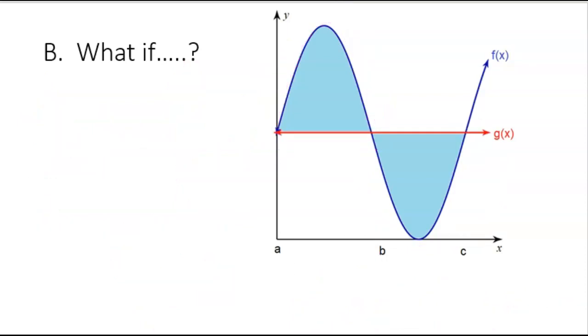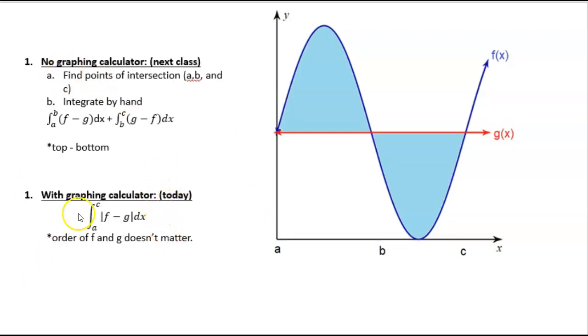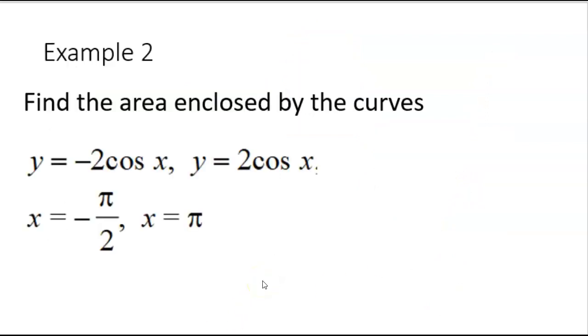Now when we start doing some of these problems by hand, we'll have to be a little bit more creative. But for today, since we're using a graphing calculator, all you have to do is start at A, end at C, do F minus G or G minus F. It really doesn't matter so long as you've got the absolute value bars on there. When we do this by hand in lesson 7.6, we're going to have to find all 3 points of intersection, and we're going to have to create different integrals for each interval based on which function is on top versus which function is on the bottom. So here we go.